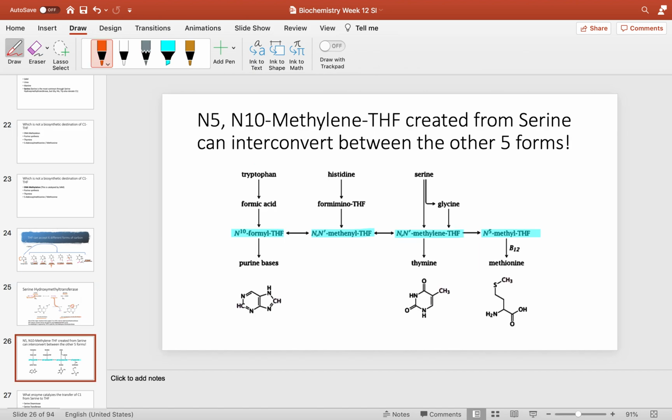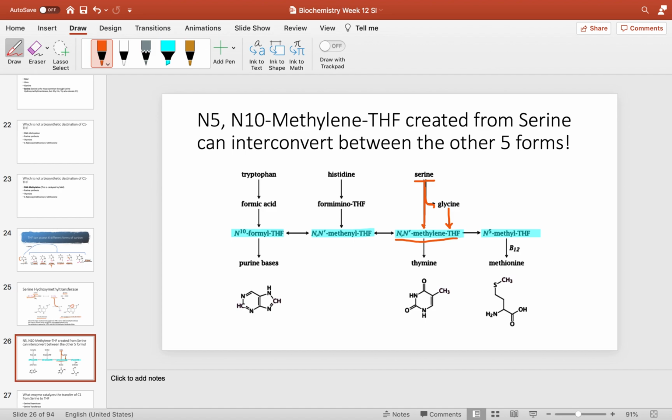So when your serine donates, so here's our serine from before, when it donates a carbon to THF, you're going to be forming N5N10 methylene THF. Remember, this is the CH2 form, so this is very important to know that serine won't cause any of the other 5 forms. It'll only cause this one, the methylene form. And remember, the byproduct of that is glycine, which can then also donate a carbon and form methylene THF as well.